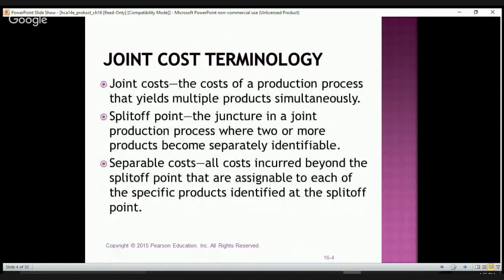Some of the terminology that you will need in this session includes joint costs, which are the costs of a production process that yield multiple products simultaneously. The split-off point, which is the juncture in a joint production process where 2 or more products become separately identifiable. Separable costs, which are all costs incurred beyond the split-off point that are assignable to each of the specific products identified at the split-off point.